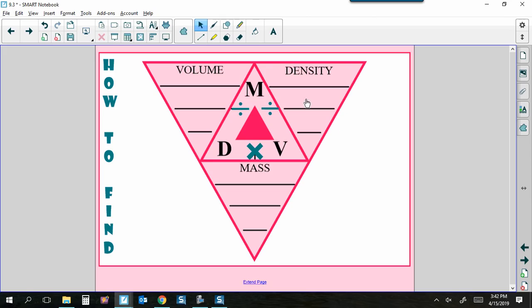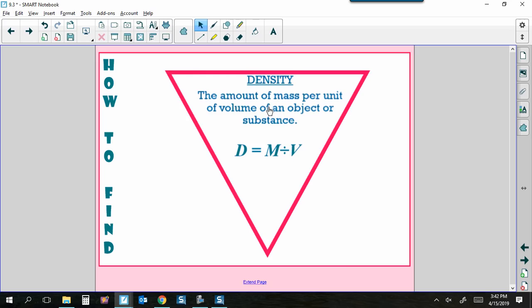If you are looking for density, if we cover up the D right here in our DMV triangle, you're left with mass divided by volume. So we know that density, which is the amount of mass per unit of volume of a substance or object, is found by taking the mass and dividing it by its volume. So go ahead and fill in the triangle for density.